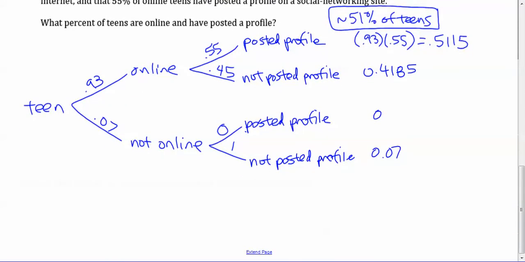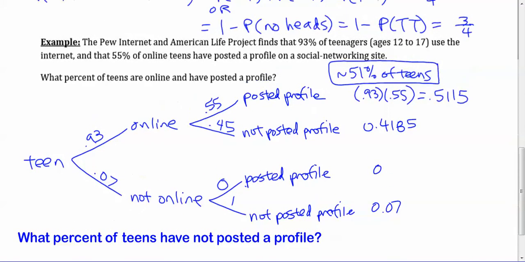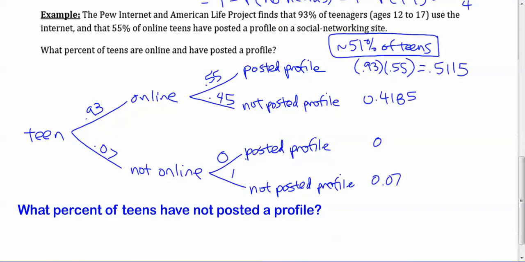But if I asked a slightly different question, what percent of teens have not posted a profile? Well, there's two possible ways that could happen. They could be online and not posted a profile, or they could not be online and not posted a profile. So one way to answer that question would be to get those two branches and add together those two numbers. So 0.4185 plus 0.07, I get a total of 0.4885.